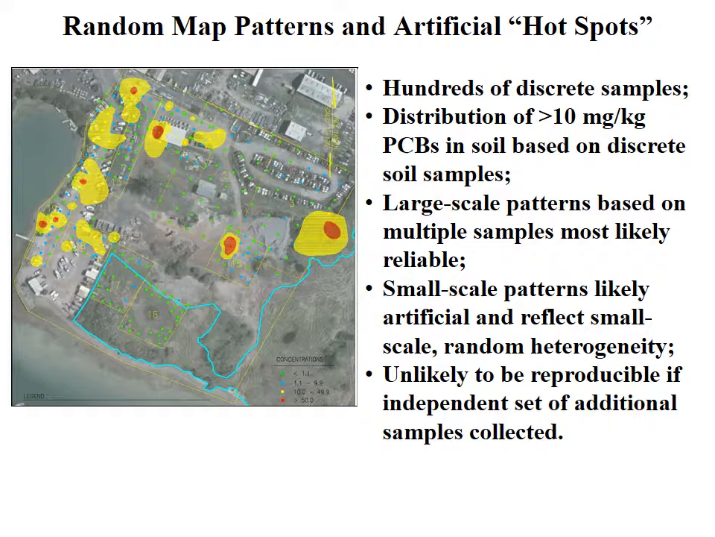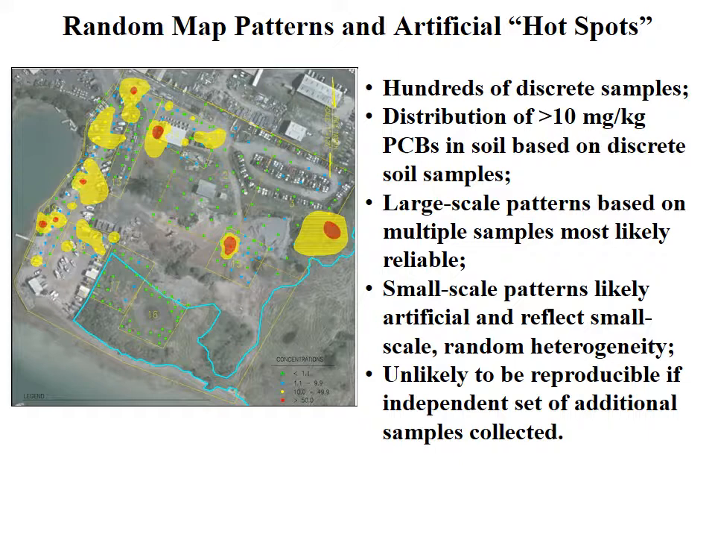It looked like most of the PCB contamination was over here on the left-hand side. Then you get these isolated little hot spots out here. If you zoom in, they're based on one or maybe two discrete samples, one or two spoonfuls of dirt. There are definitely PCBs in this area, but you can't really rely on what the ISO concentration map contouring program predicted here. So any of these isolated hot spots really aren't reliable. The small-scale patterns are artificial. Large-scale patterns are most likely reliable.